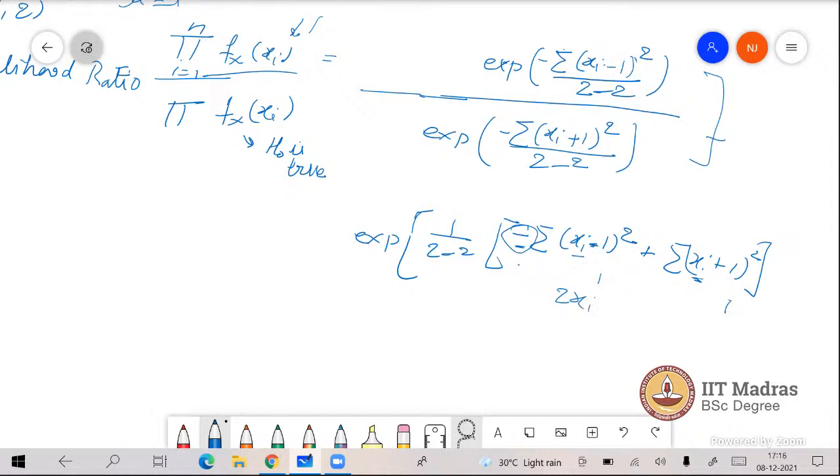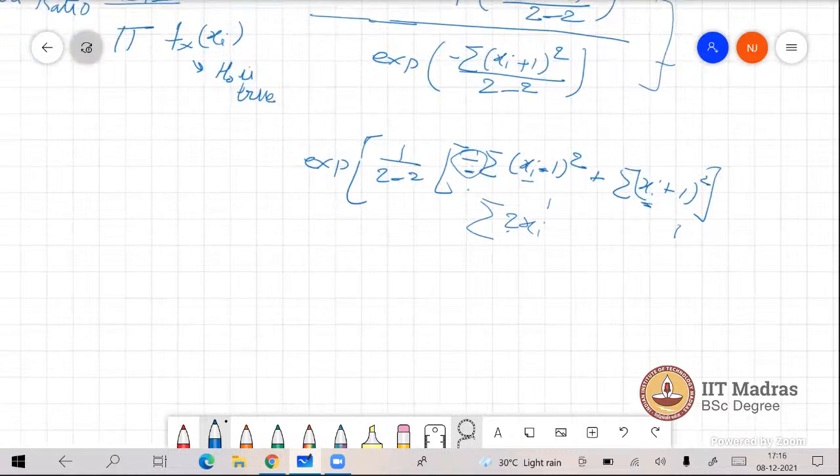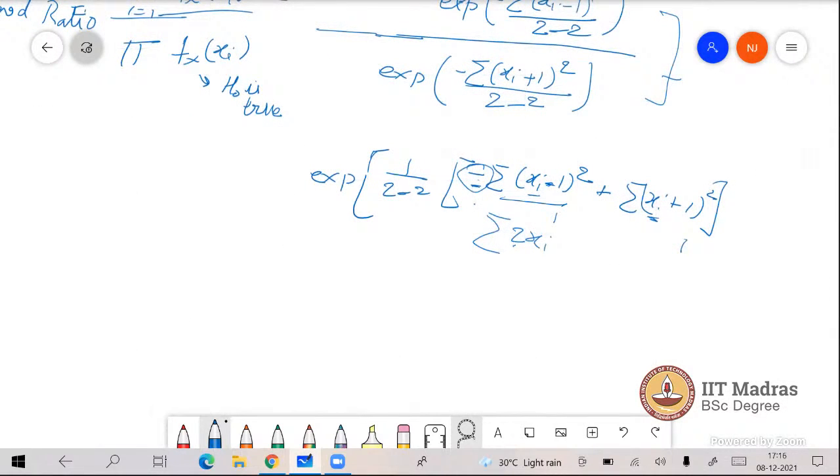If you open the square term, you will get minus 2 x_i, and minus minus will become plus. But in the x_i plus 1 whole square, we have to take 2 negative, and 1 negative is already there outside. That has become positive. Just don't be confused. Do it step by step.